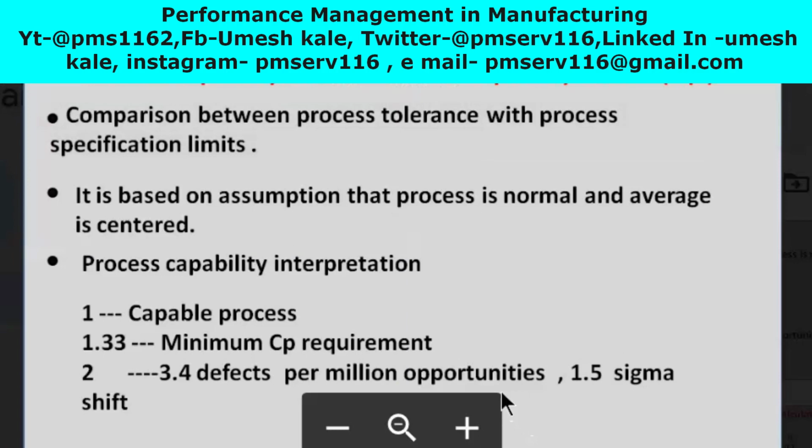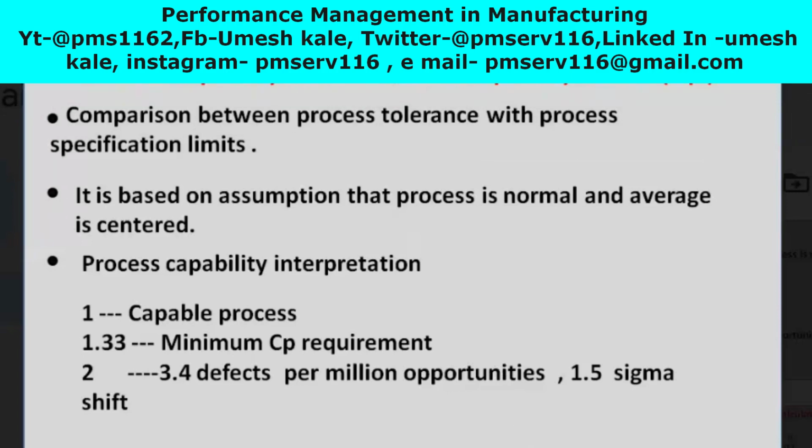So what are the assumptions on which we are conducting the process capability study? It is based on the assumption that if you are conducting the process capability study, you are considering that the process is normal and the average of the process is centered. This is the first assumption on which you should conduct the process capability study. If your process is not normal and if it is not centered, then you should not conduct the process capability study. Then you should conduct the CPK study. That is another method of calculating the process capability and it is central tendency.